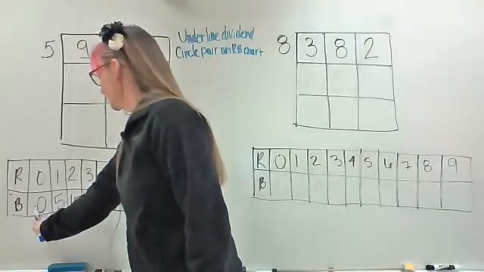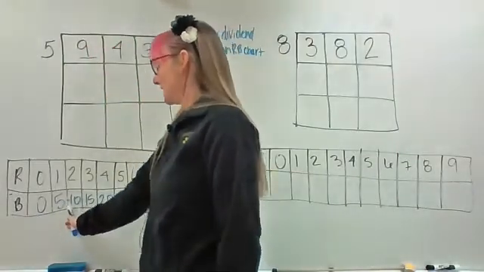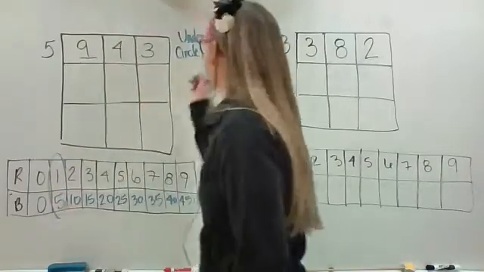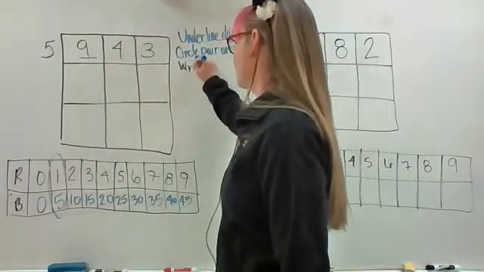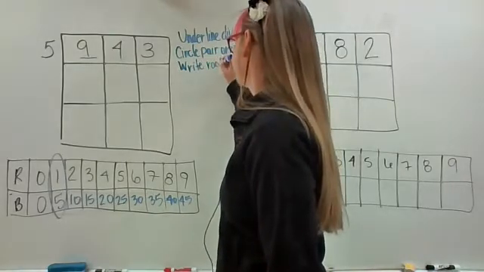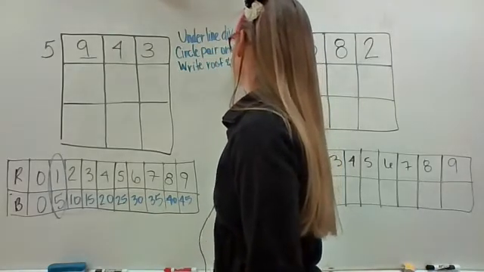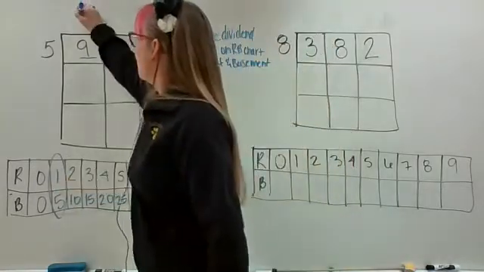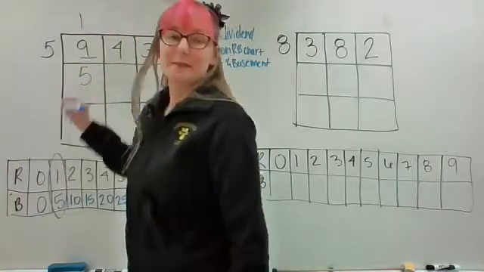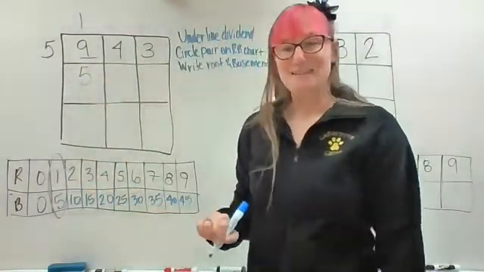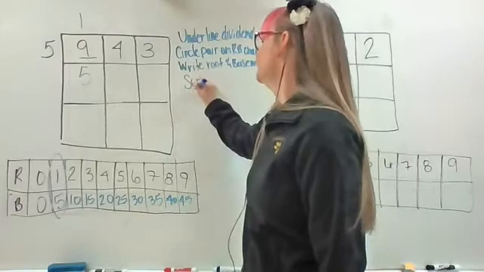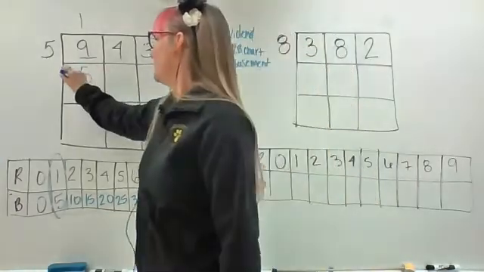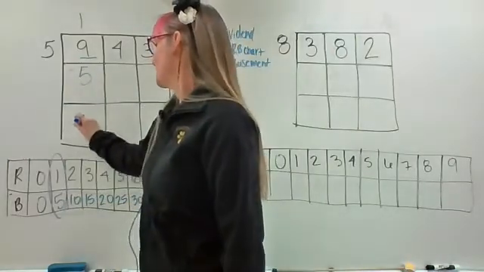So I'm going to look and I see that 10 is too big, so I'm going to jump back one to this 5 that's in the basement. Then I am going to write my roof and basement. So the 1 would go on the roof and the 5 would go in the basement. My next step is to subtract. Nine minus 5 is 4.